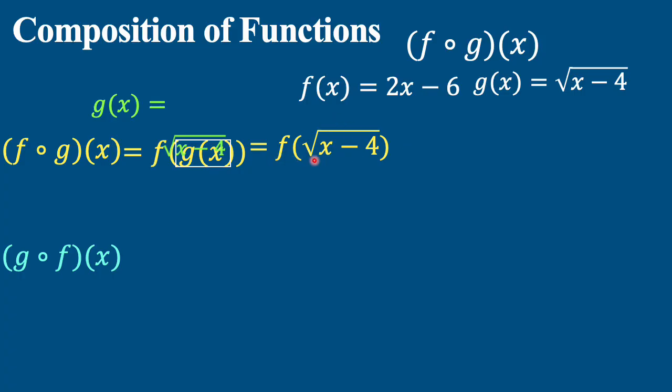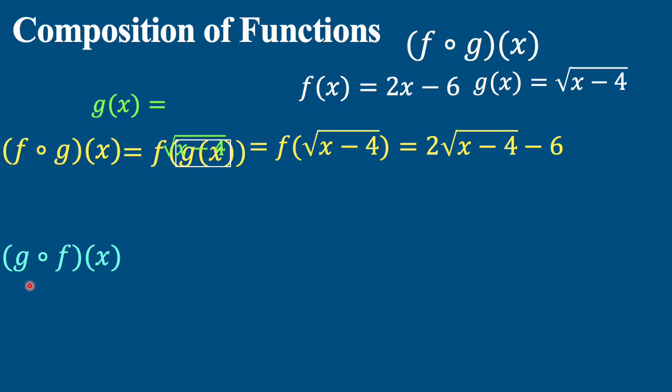Now, square root of x minus 4 replaces x in the function. Guys, remember how to evaluate a function, right? So f of x is 2x minus 6. X will be replaced by square root of x minus 4. So it equals 2 times square root of x minus 4, minus 6. That's how to find the composite of f of g.